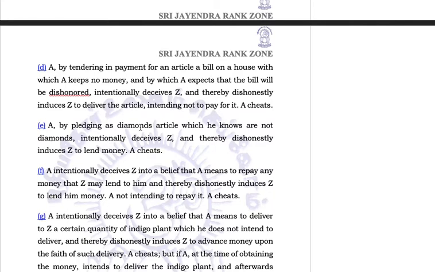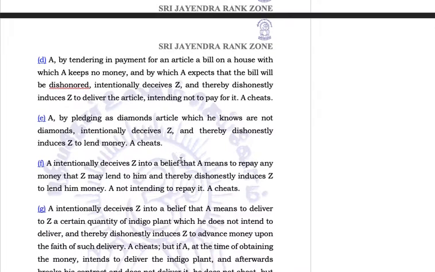A, by pledging as diamonds articles which he knows are not diamonds, intentionally deceives Z and thereby dishonestly induces Z to lend money. Now A goes to the money lender and says, see, I have some great diamonds. You keep them and give me whatever money, and then I'll come back and repay and take my diamonds. They are genuine, authentic, rare diamonds. Z believes him and lends the money. But these are not diamonds, they are just mere stone, some cheap stone. A is guilty of deceiving Z here.